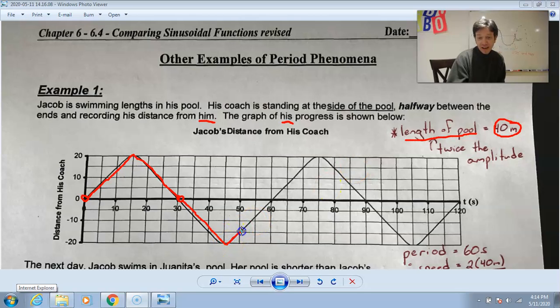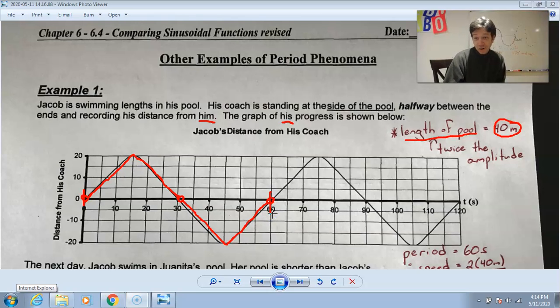And then he comes back over to where the coach is, and then continues. But I'm going to stop there because that is one full cycle. If you want to know the period of this one cycle, how long it took to go from the middle to one side to the other and back to the middle, or essentially swimming 2 full pool lengths, we started at 0 seconds and finished at 60 seconds. So our period is 60 seconds.